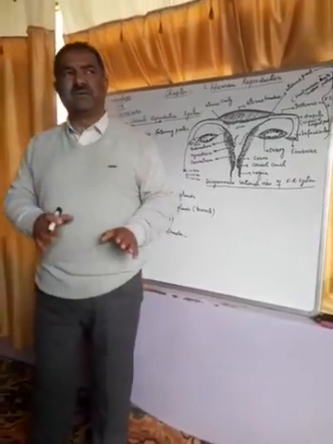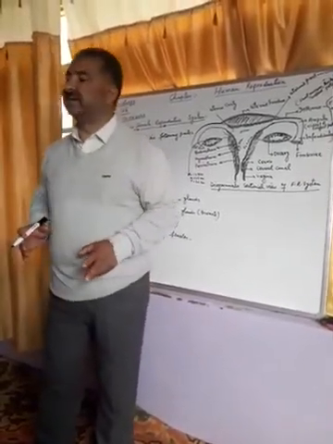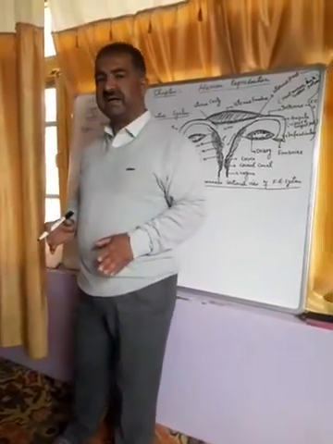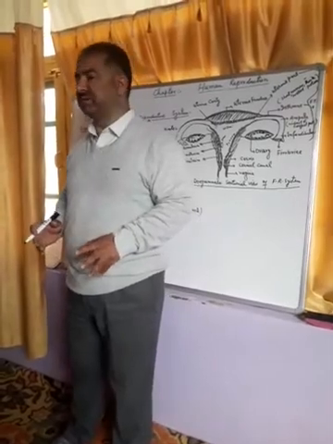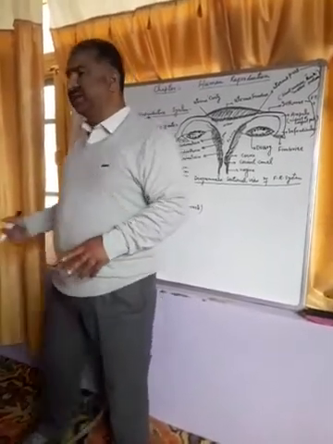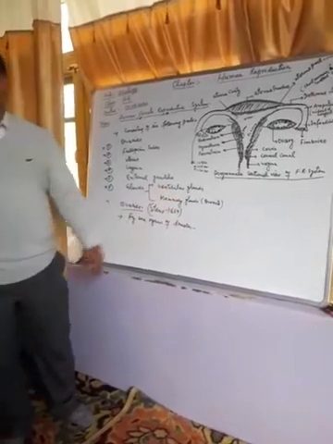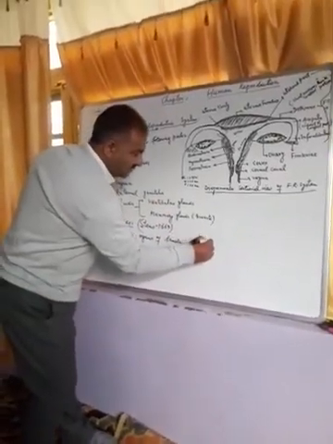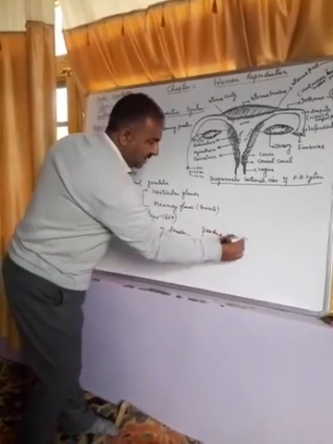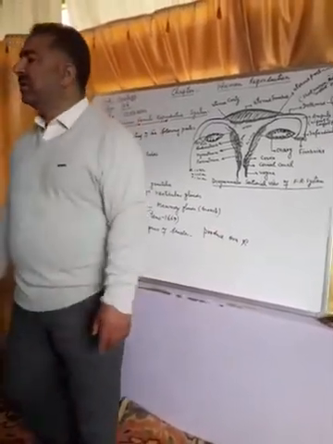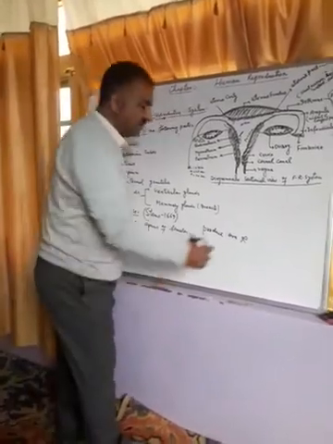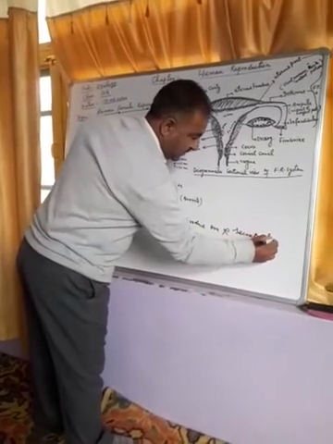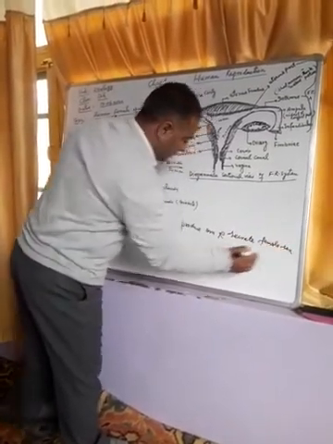We have two types of organs. One we call primary sex organs and another we call secondary sex organs. Primary sex organs are meant for the production of gametes. So the ovaries, in the case of females, are primary sex organs. They produce ova and they secrete the female sex hormones.